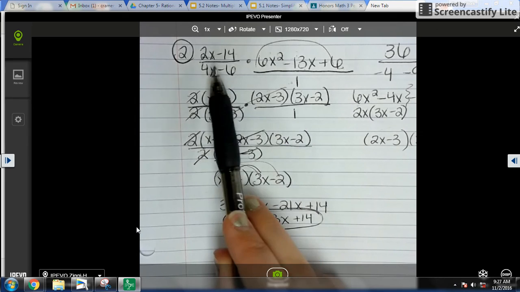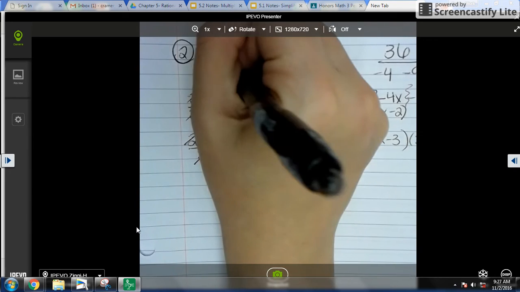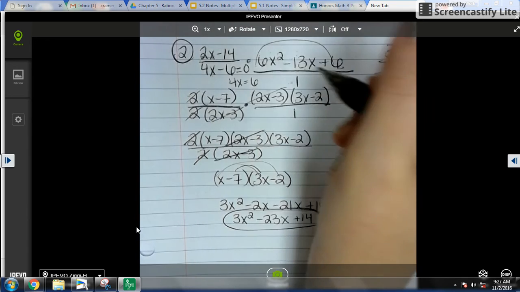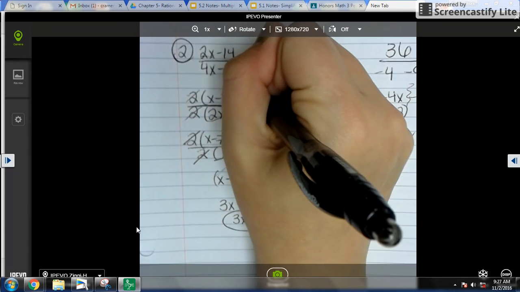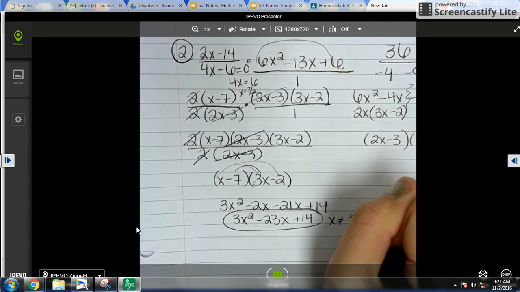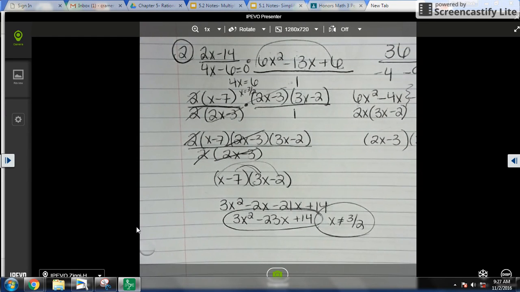This one will not have one, but this one will. We set this equal to 0 and add 6. You get 4x equals 6. Divide by 4, you get x equals 3 halves. So we need to state that as our excluded value. x cannot equal 3 halves.